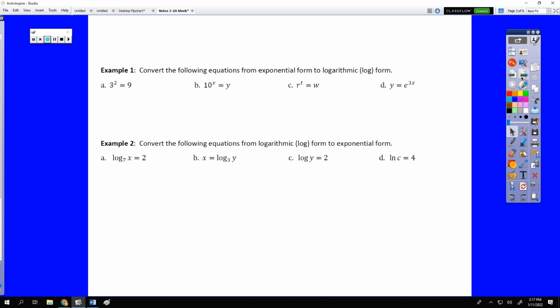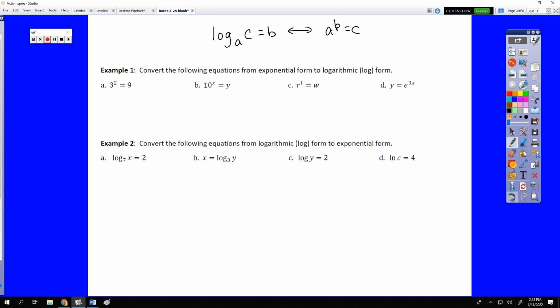Okay, so there's two skills here. One is converting back and forth between exponential and logarithmic form, and the other is actually solving. So these first 8 examples here in example 1 and example 2 are just converting. We're not going to simplify anything. All we are going to do is follow our rule. Remember that our rule says log base a of c equals b is exactly the same thing as a to the b power equals c.